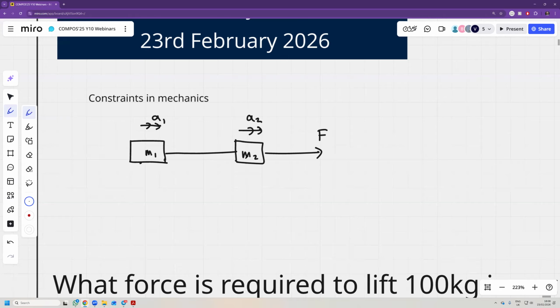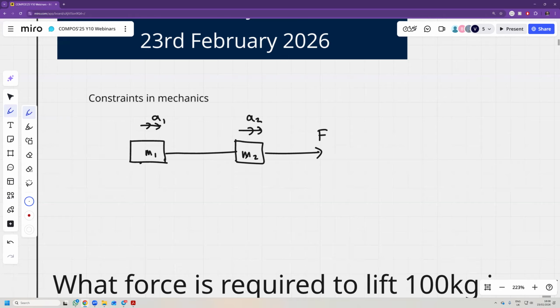But what is a constraint? Well, because they are connected by a rope, they can only move together, provided the string is taut, right? Because if the string is slack, anything could happen, like M2 could stand still and M1 could travel. But assuming they are connected by a string and the string remains straight, A1 must be equal to A2. They have to have the same acceleration. And that is called a constraint.